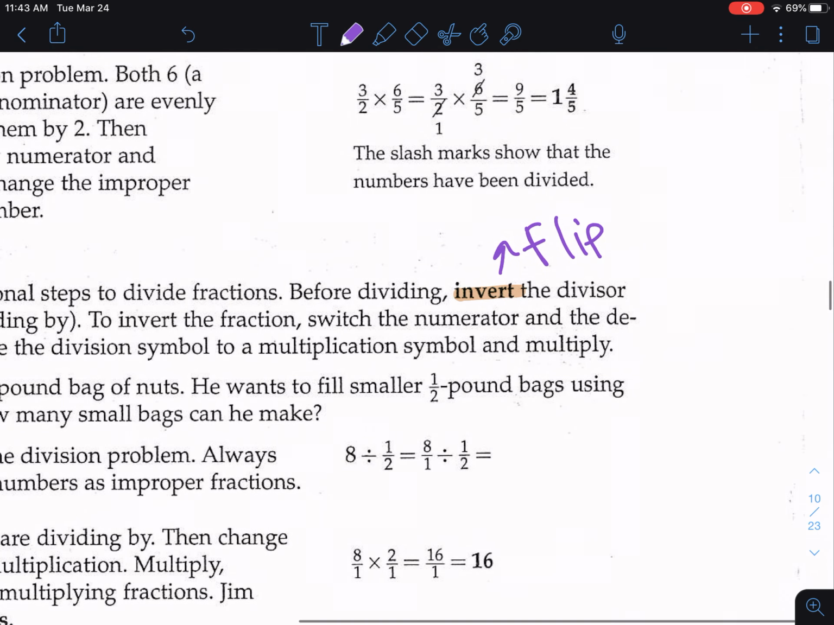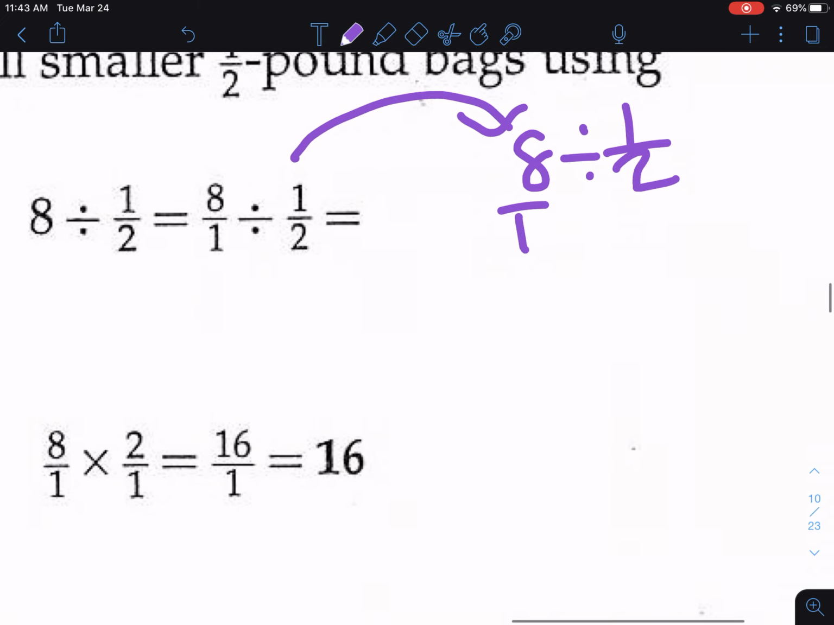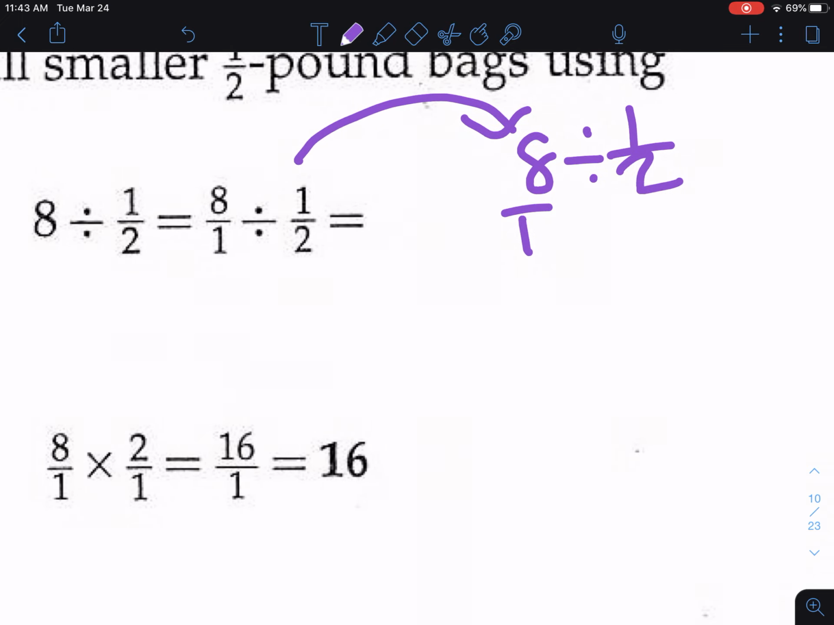I'm going to scoot it over to the side. 8 divided by 1/2. First of all, they all have to be in fraction form, so that 8 we can put over our invisible 1. So that's where they get this, 8 divided by 1/2. But remember, it said to invert the divisor. The number after the division sign is the divisor. So what happens right there is they flipped it to 2 over 1.